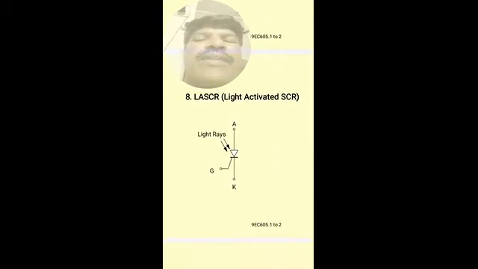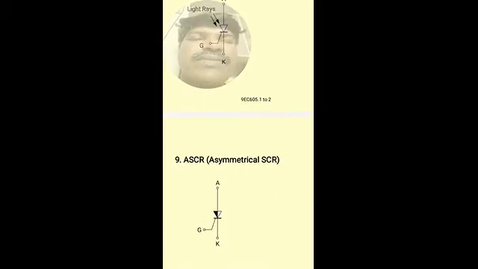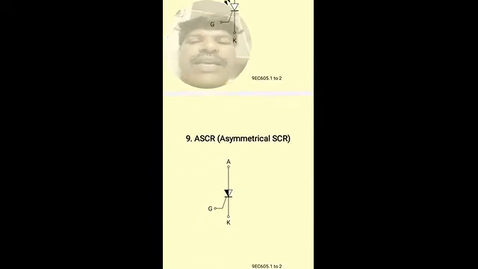Light activated SCR, LASCR. Here the light is made to fall on the reverse bias junction J2. It is going to provide more charge carriers. Electron-hole pairs are generated by the light falling on the reverse bias junction. That is going to reduce the reverse bias, so the device enters into conduction. So this is the LASCR. The triggering is a light pulse: light with certain intensity is made to fall on the reverse bias junction in the LASCR.